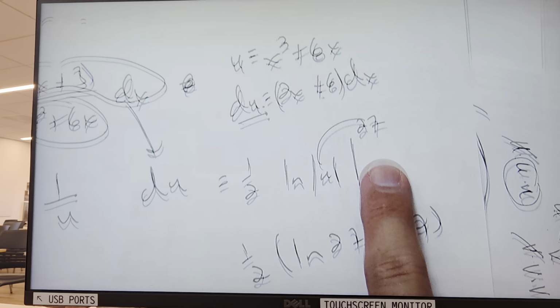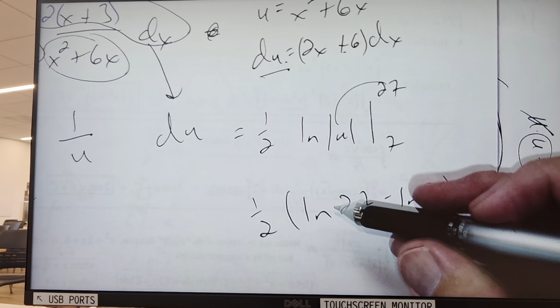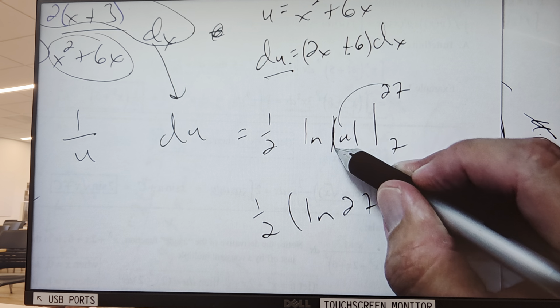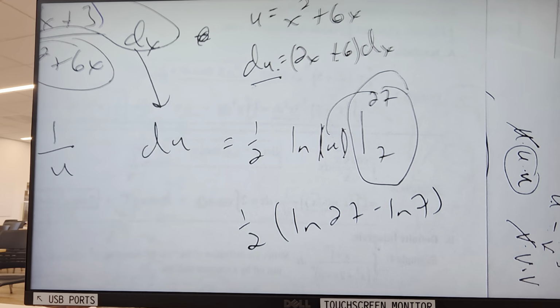Did we finish work? Yeah, I thought we did. Didn't we plug in? Yes. I just plugged the 27 and the 7 in. That's why in this specific problem, we didn't need the absolute value, because we knew all of our inputs were positive. Yes? I forgot.